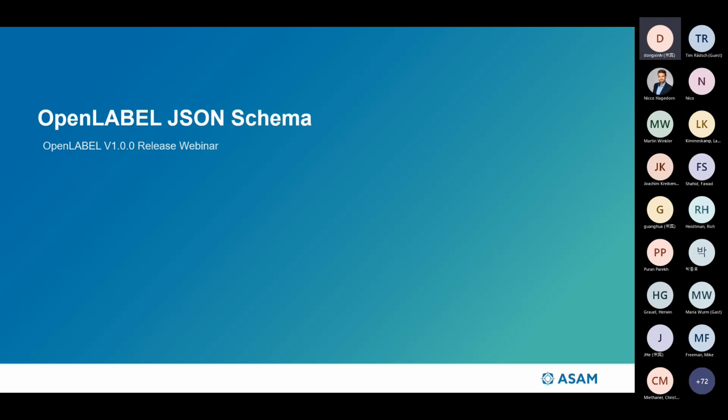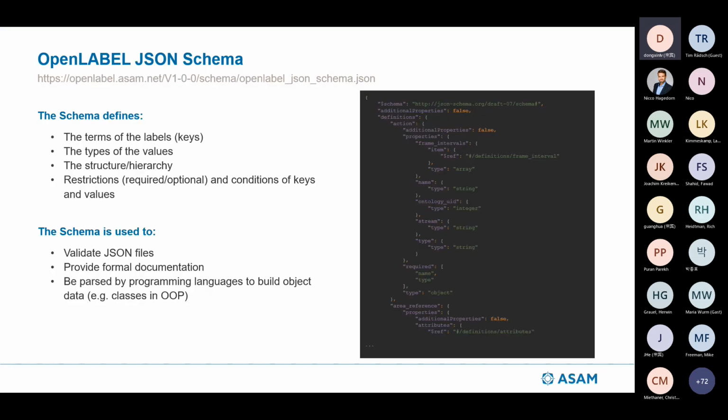Then let's talk a little bit about the schema itself. If you're familiar with JSON schema, in principle, a schema simply defines the terms of the labels that will be hosted as key value pairs. Therefore, we have the terms of the labels as keys and the types of the values defined in the schema. It also defines the structure of the hierarchy, how things can be nested inside each other, and as well restrictions and conditions on the keys and values.